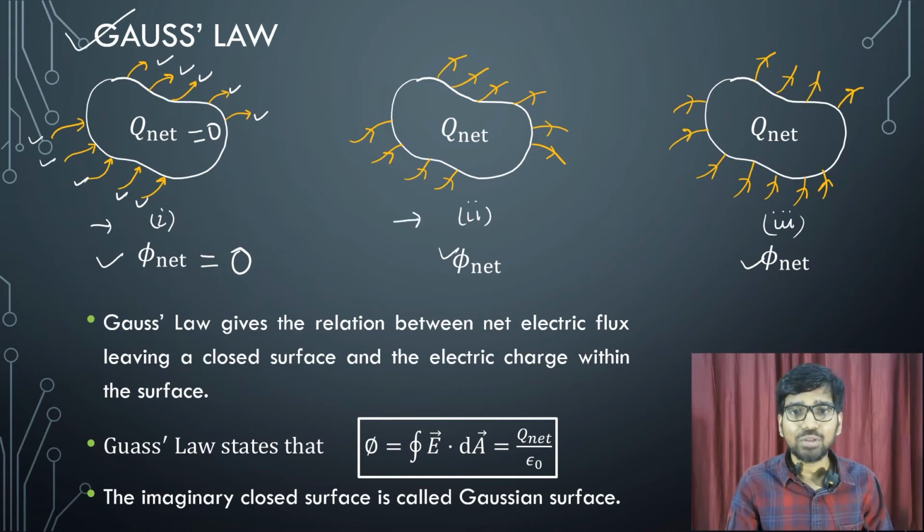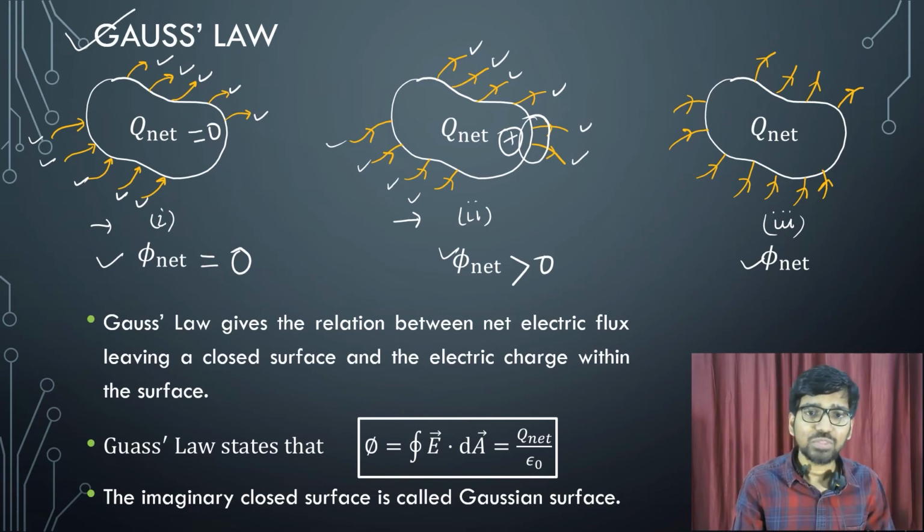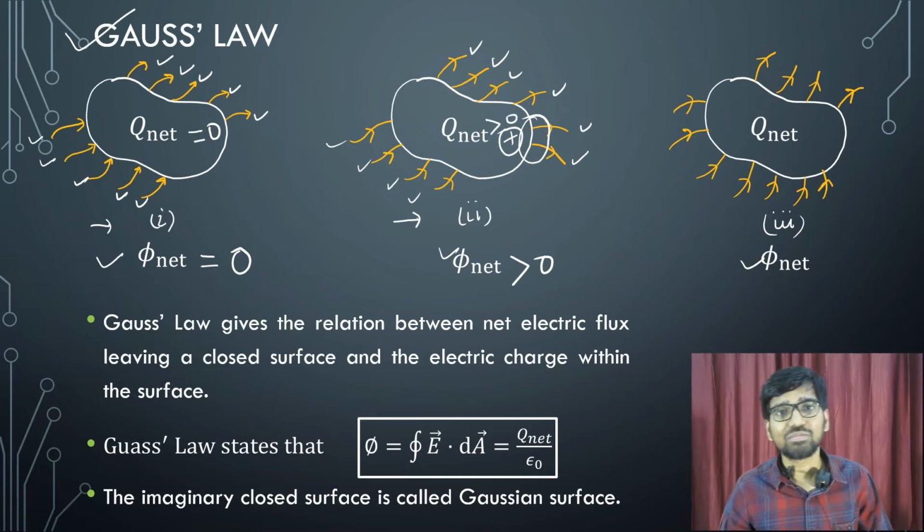In this case, the number of electric field lines leaving the surface is greater than the number of electric field lines entering the surface. As per the sign convention, net flux will be positive. You can imagine that those excess electric field lines which are leaving must be coming from some positive charge. We have discussed the properties of electric field lines. Therefore, Q net inside this surface must be positive. Fine. Let's discuss case 3.